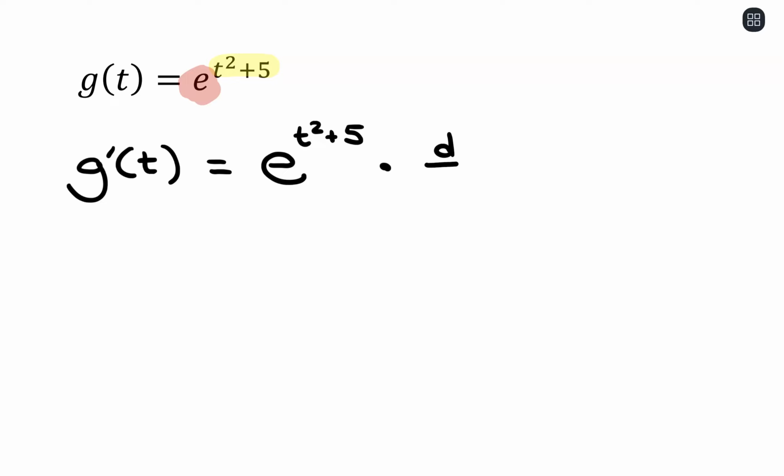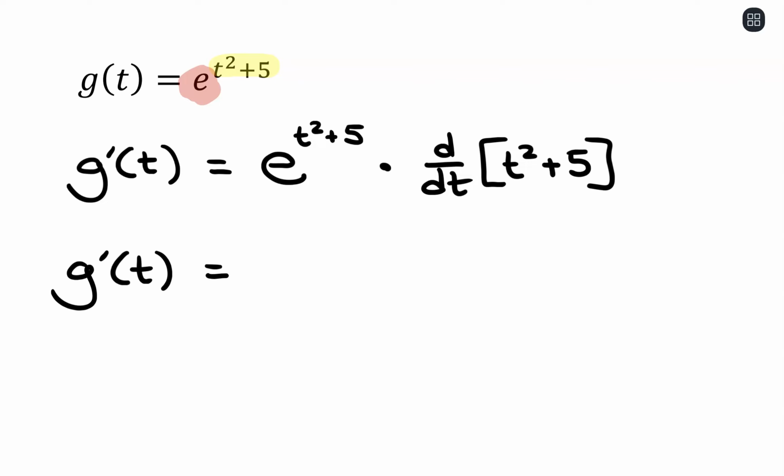And actually, I'll write this out as a separate step. So we're taking the derivative of that t squared plus 5. So in the derivative, we have this e to the t squared plus 5, and we're going to multiply with the derivative of t squared plus 5, which is 2t. And that would be done.